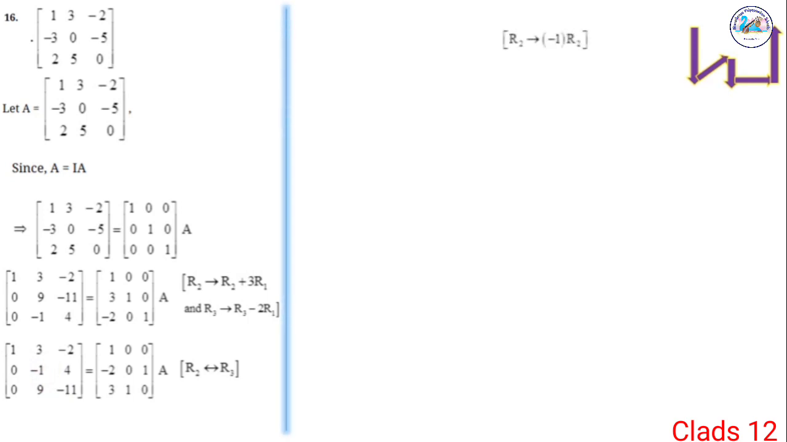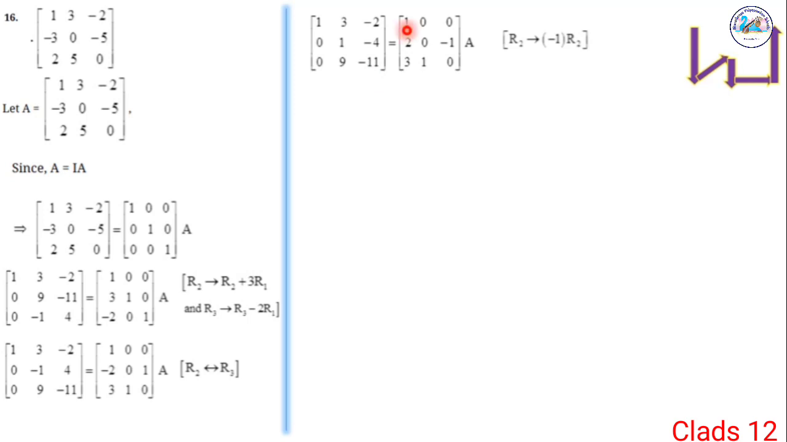For cancelling that minus 1, just multiply minus 1 with row 2. So row 1 remains the same, that is 1 3 minus 2, same like here 1 3 minus 2. And row 2, 0 into minus 1, that becomes 0 only. Next minus 1 into minus 1, that becomes 1. Next minus 1 into 4, that becomes minus 4. And R3, 0 9 minus 11, remains the same.